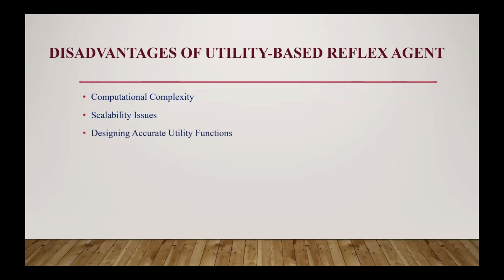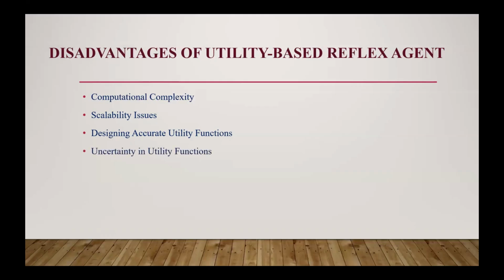Next one is designing an accurate utility function. It is not that easy to create a utility function that captures all the relevant factors and their relative importance. It requires a deep understanding of the problem domain and careful consideration of all the potential trade-offs. Consider a utility-based agent managing a small home energy system. How do you quantify the balance between energy saving and comfort? It is not that easy to find the exact function.